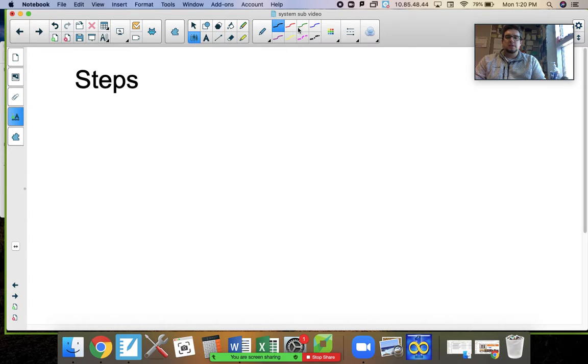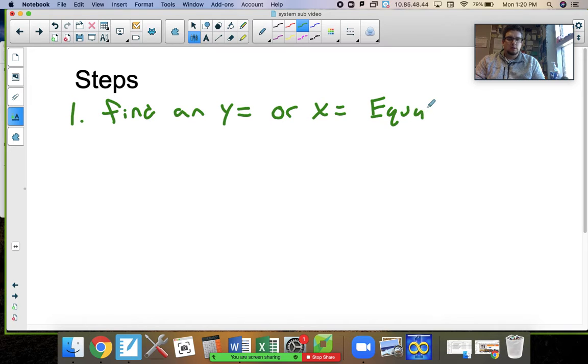So the steps to solve a system by substitution. Step number one, we need to find a y equals or an x equals equation in our system. If we're not given a y equals or an x equals, we're going to have to make a y equals or x equals equation. That'll make more sense when we go through these steps. I don't anticipate you going, I know exactly what you're talking about with these steps. These steps are just like a checklist as we solve these problems.